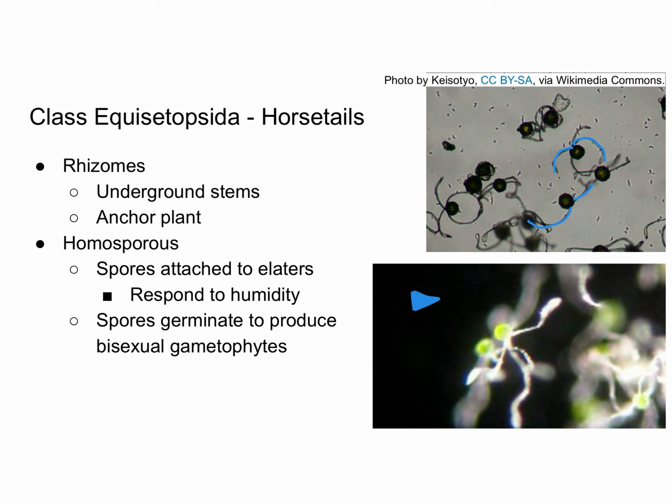When the spores germinate, they develop into bisexual gametophytes. And bisexual just means that it has both male and female reproductive parts on the same plant.